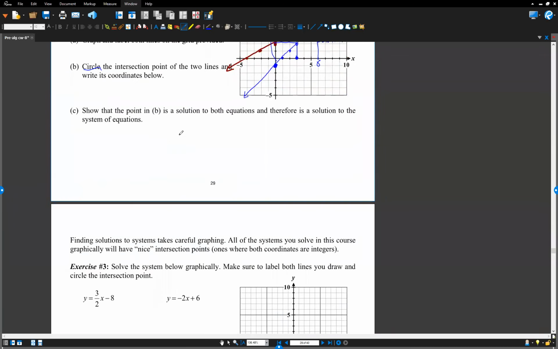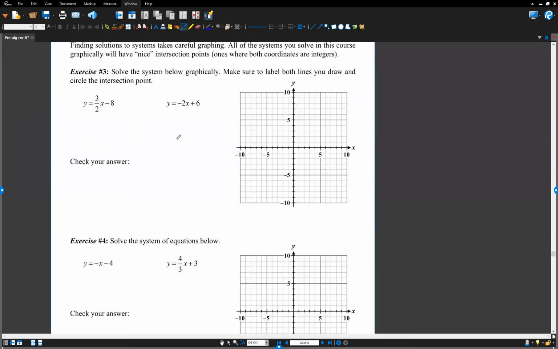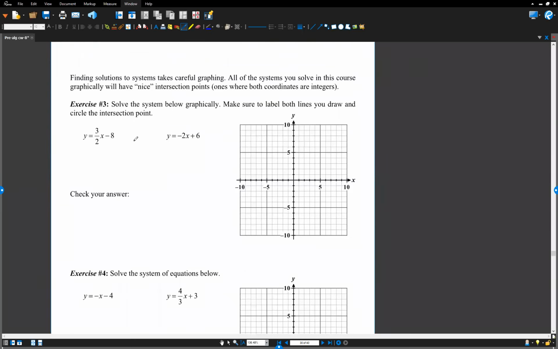Okay. Now, one more. We have some practice over here. Using the graph, we're going to find the solutions of the system of equations. Solution, because we have 2 graphs. Now let's find the slope: 3/2, y-intercept -8. Second: slope -2, y-intercept 6. Now let's make a graph.